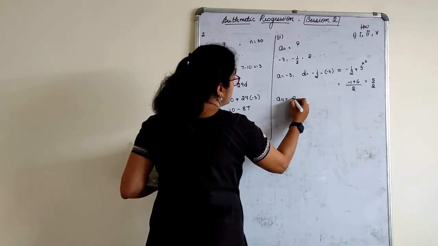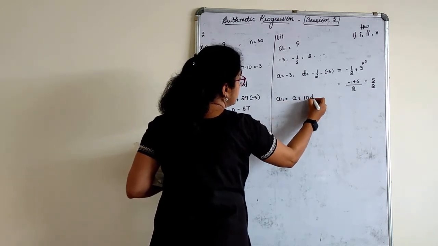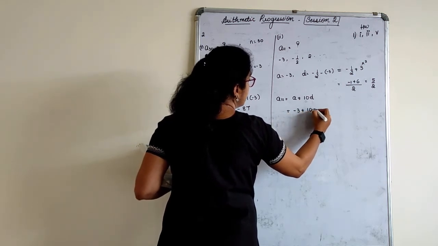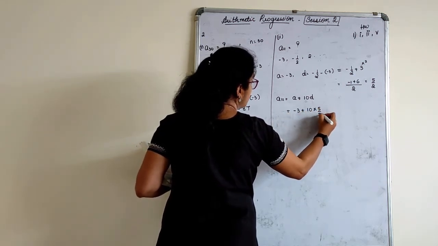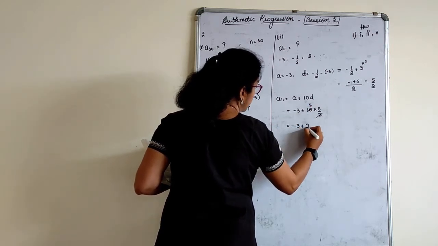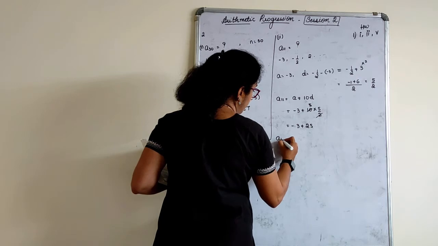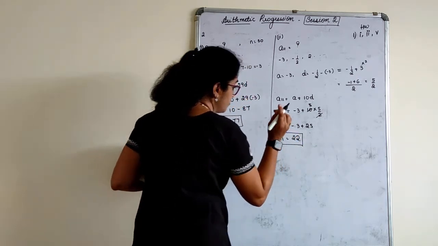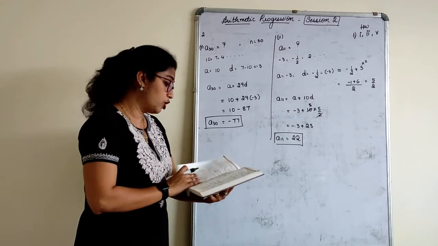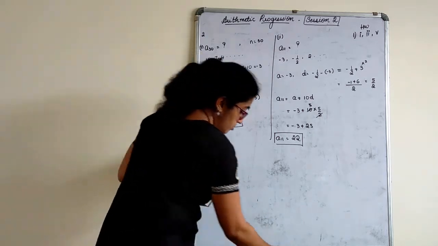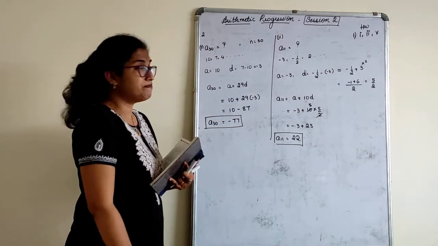A11 is equal to A plus 10D. So A is minus 3 plus 10, D is 5 by 2. 2 fives are 10, 5 ones are 5. Minus 3 plus 25, A11 is equal to 22. Right? Is 22 there in the option? Yes, 22 is there in the option, mark 22. So this is how you solve it. These are some basic sums.